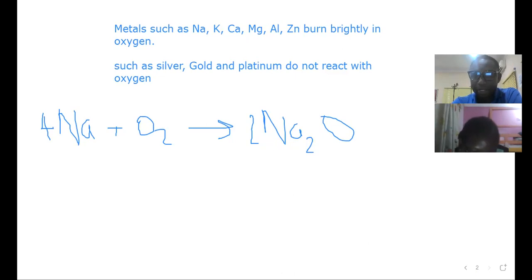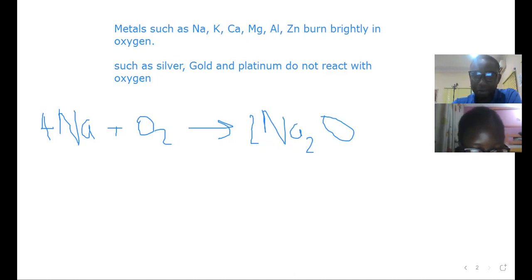Now, the non-metals. Before we go into non-metals, most oxides of metals are generally basic. So if you react most of them, like potassium and calcium, with oxygen, they are called basic oxides. Basic oxides are oxides formed when metals react with oxygen. So most of them are basic oxides. But how do we form acidic oxides?